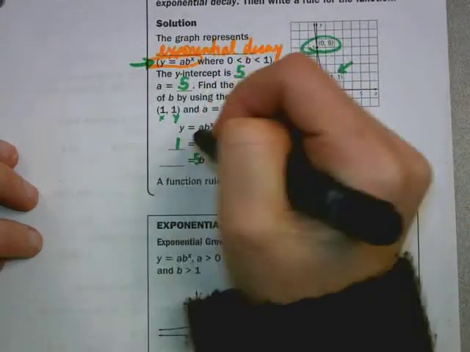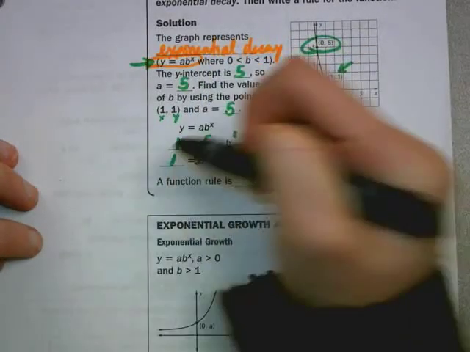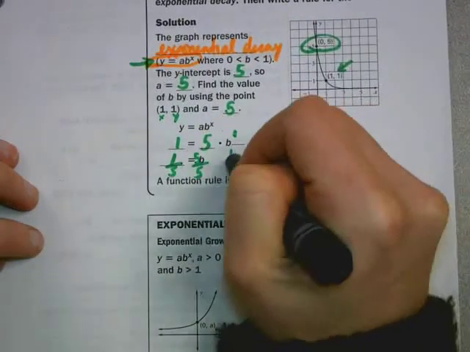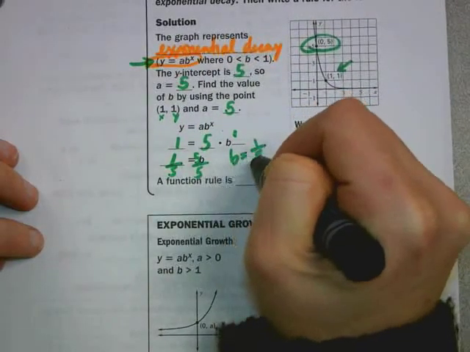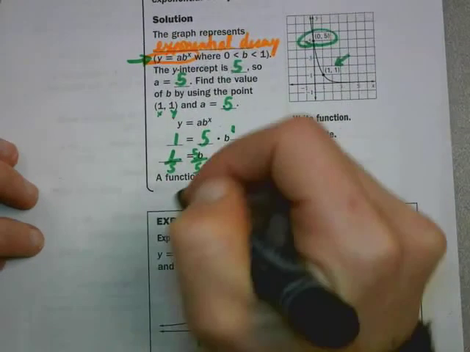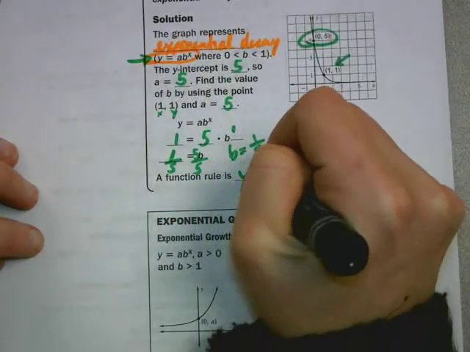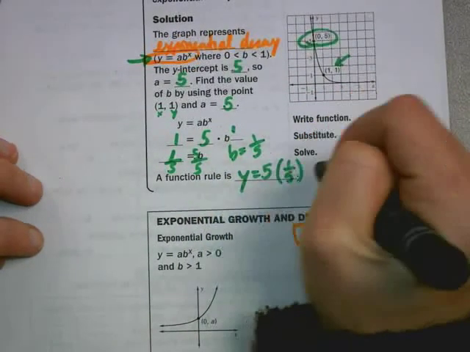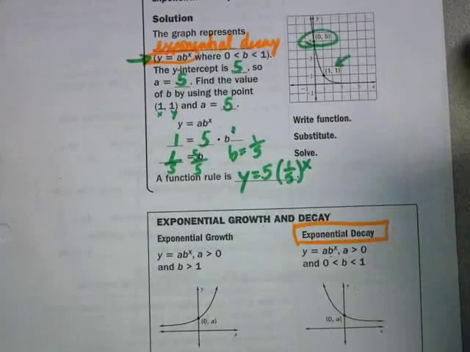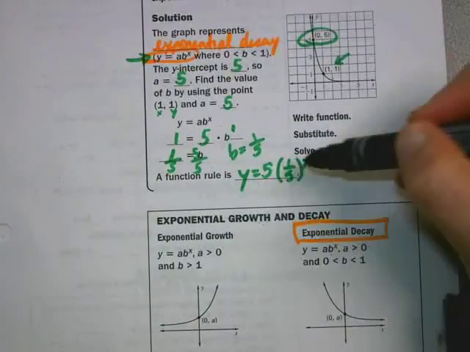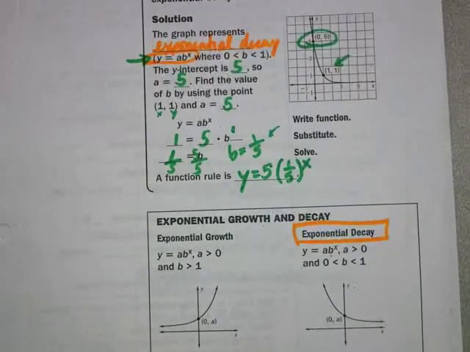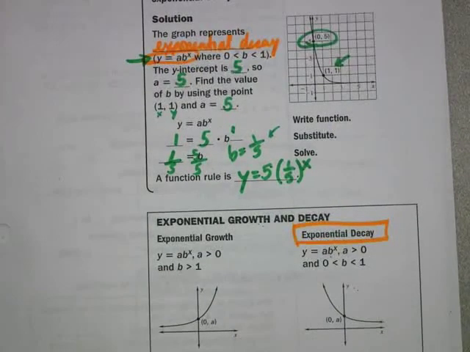I'm going to show you a little more work here. Okay, so then divide by 5. So b equals 1/5. So our equation is y equals 5 times (1/5) raised to the power of x. So the 5 was the y-intercept. The b we just found right there. That's how you come up with your own equation.